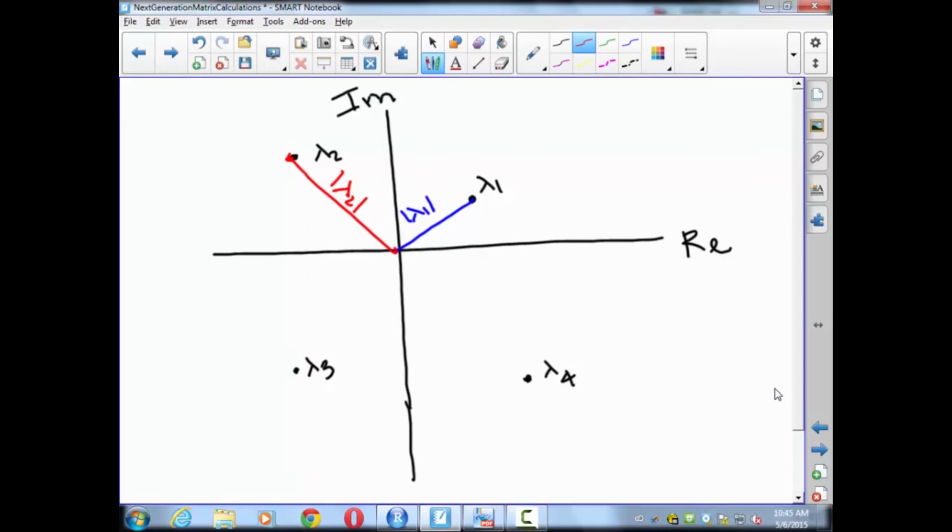Okay, and say this here would be the modulus of lambda 3, and from here we measure the distance to lambda 4. This would be the modulus of lambda 4.